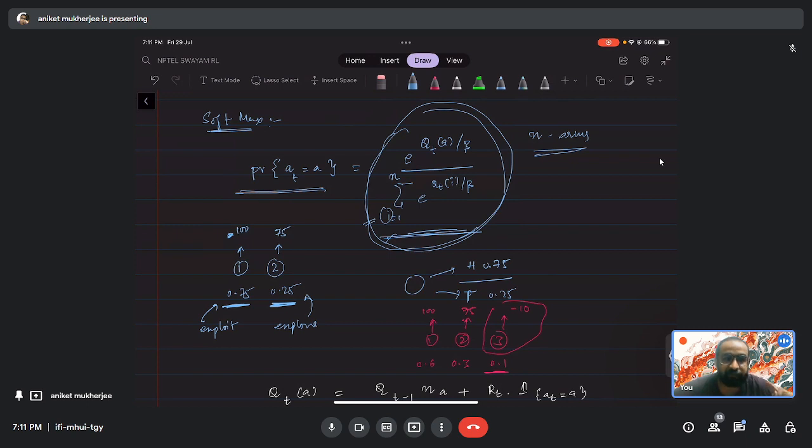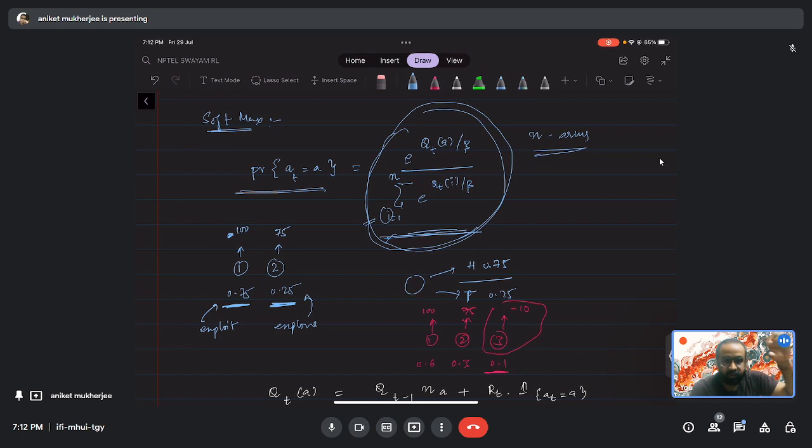Because the probability of picking arm A depends on what the expected values of arms 1, 2, 3, 4 to n are. So the probability of picking all the arms changes. It's not just the one arm which you have picked. Now you have a probability distribution, P1, P2, P3, a discrete probability distribution.